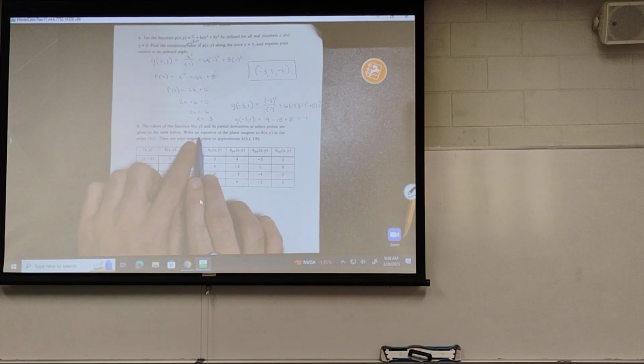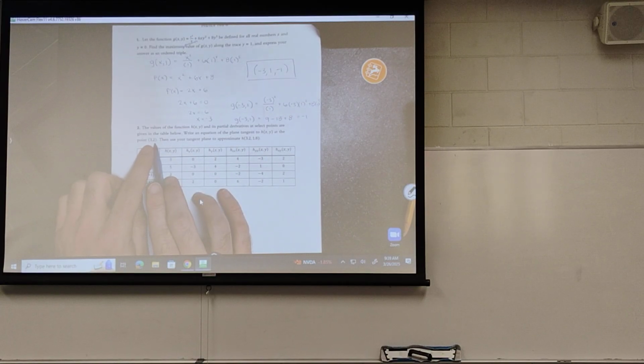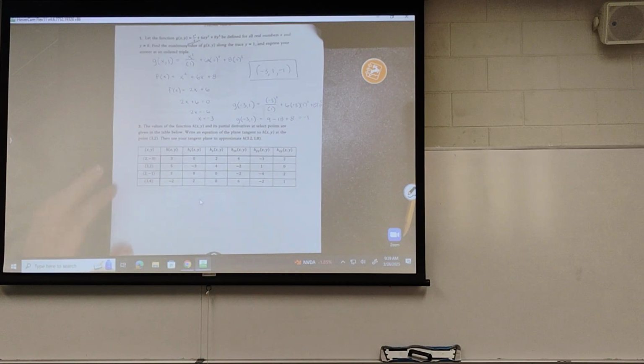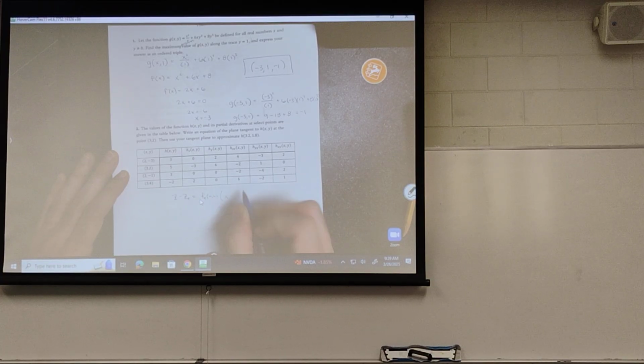The actual question says, write an equation of the plane tangent to the function at the point 3, 2. So I just flipped through my notes, and I'm going to write down what we had in our notes. A tangent plane is z minus the z coordinate equals your partial derivative with respect to x times x minus the x coordinate, plus the partial with respect to y times y minus the y coordinate.